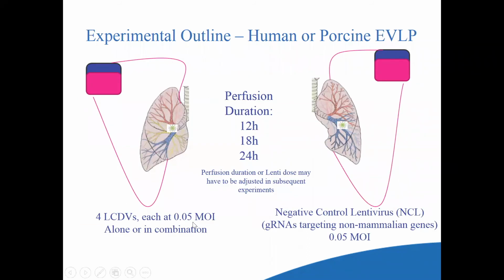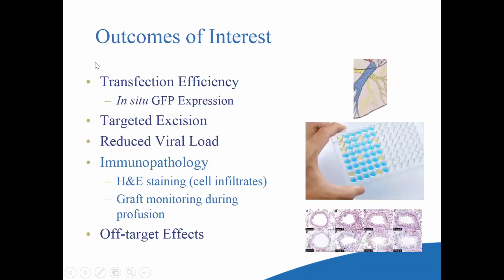So the experimental outline in this setting would be either human or porcine EVLP. You deliver the vector at a certain multiplicity of infection versus negative control, and then you look for the outcome of interest, which would be transfection efficiency, target excision, potentially reduced viral load. We're not sure how we're going to exactly look at that. And then you could do immunopathology, as well as look for off-target effects, which is one of the concerns with CRISPR.